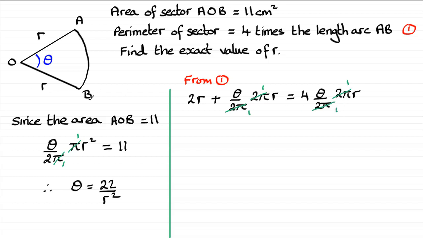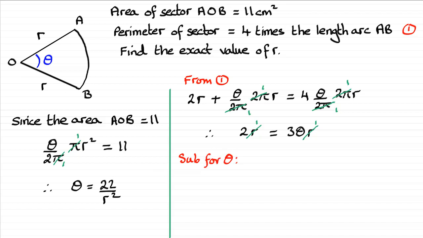So we just need to tidy this up. And we've therefore got 2r here, and we've got a theta r here and 4 theta r. So if we just take theta r from both sides, that's going to leave us with 3 theta r. And you'll notice now that the r's cancel here on both sides, so I might as well take them out. Now all I need to do now is just sub the value of theta that we found down here.